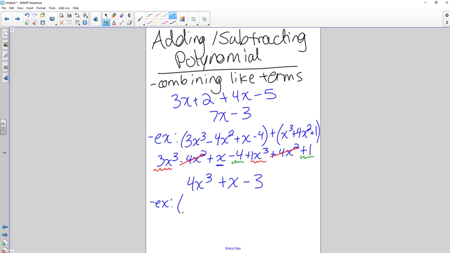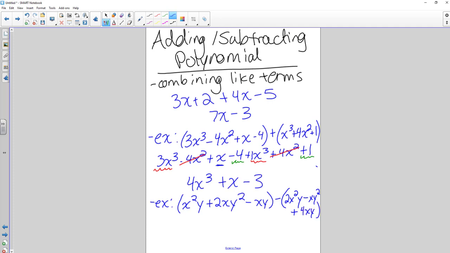This time I'm going to throw in x's and y's. So x squared y plus 2xy squared minus xy, and I'm going to subtract a 2x squared y minus xy squared, and then plus 4xy.